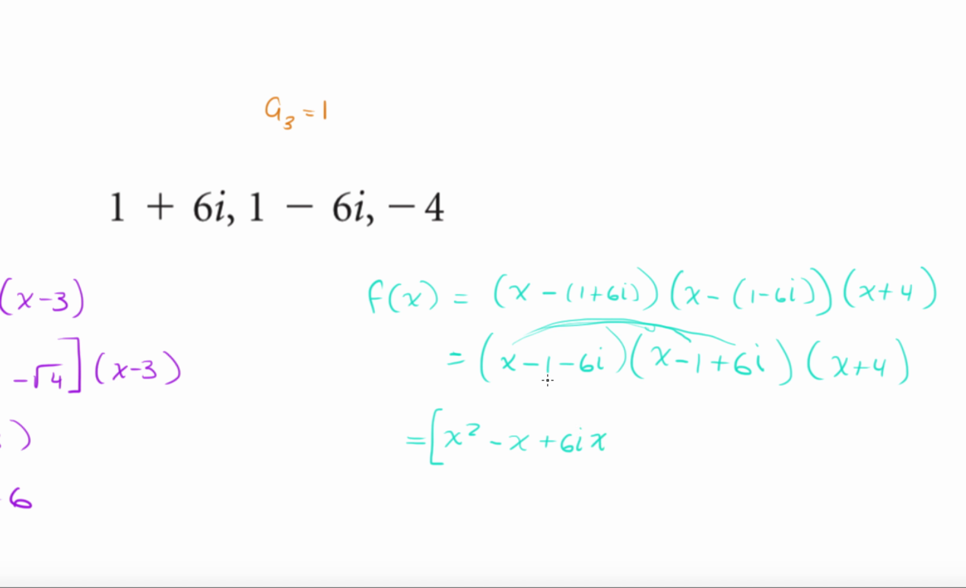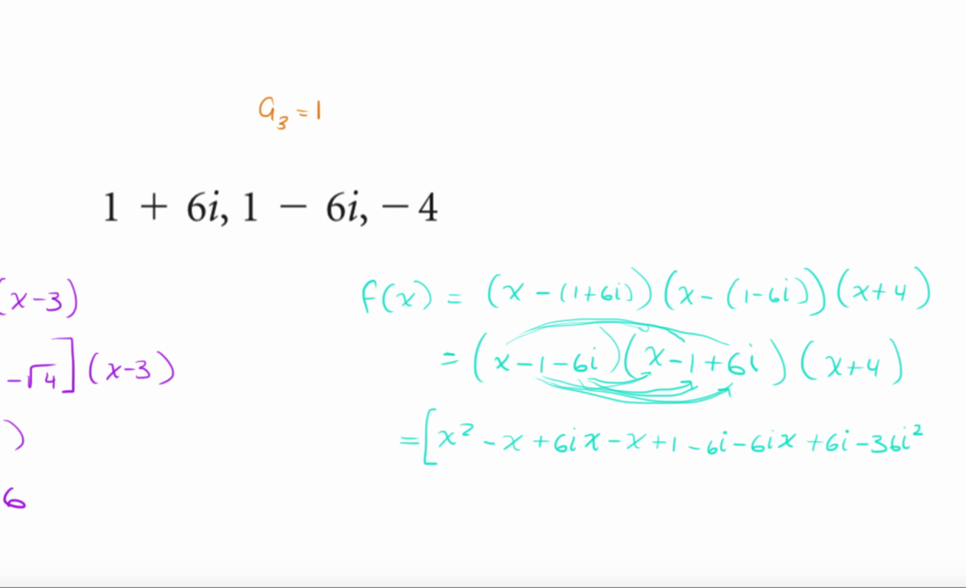Then comes the second term. So negative 1 times x is negative x. Negative 1 times negative 1 is positive 1. And negative 1 times 6i is negative 6i. The last one, negative 6i times x is negative 6ix. Negative 6i times negative 1 is positive 6i. And then negative 6i times positive 6i is negative 36i squared. Okay.